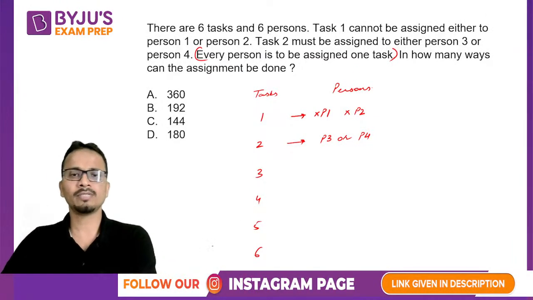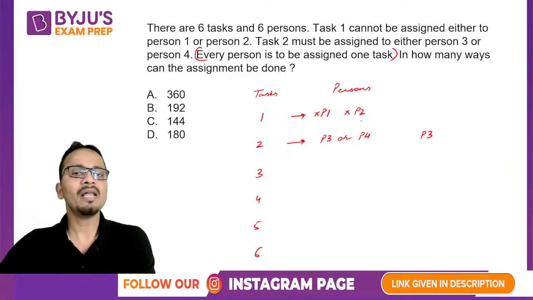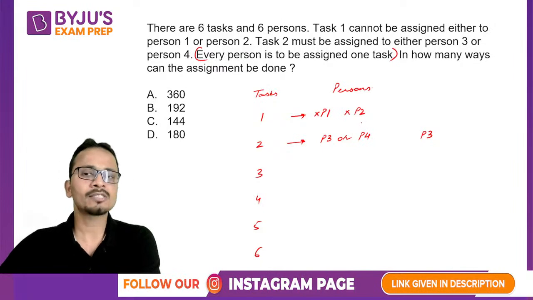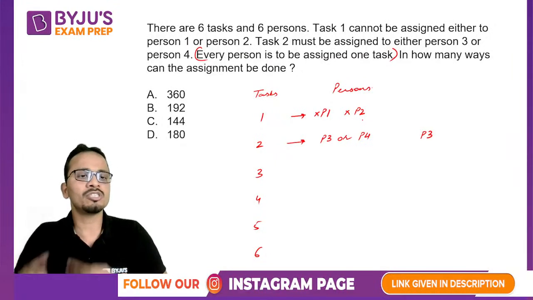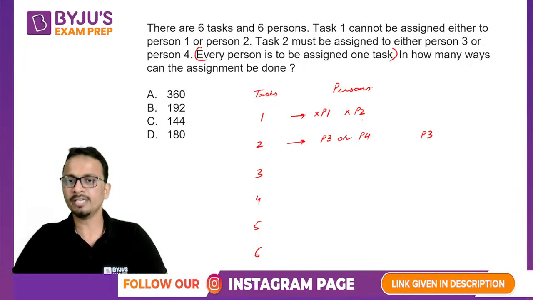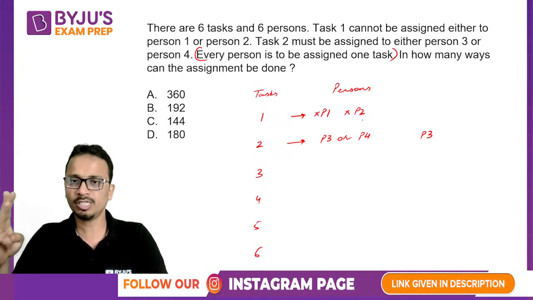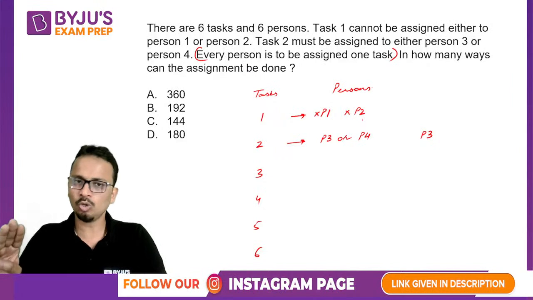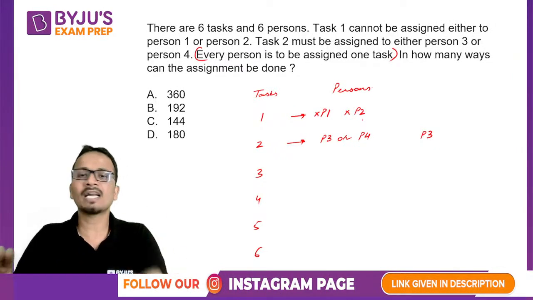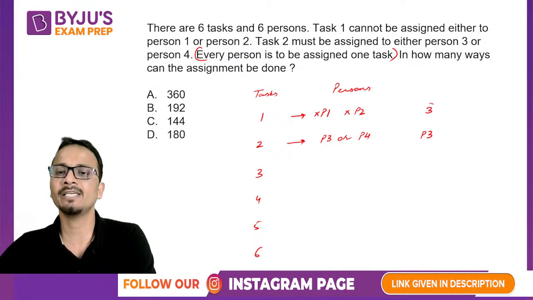Now I'll start with task 2. If I assume that task 2 is assigned to P3, then we check how many people are left to be assigned to task 1. Task 1 cannot be given to person 1, person 2 and person 3, so P1, P2, P3 are not available. The remaining 3 persons are available for task 1. So the number of ways in which task 1 can be assigned is 3.